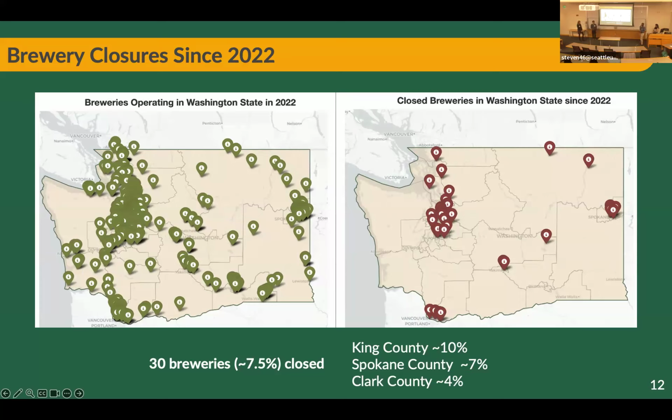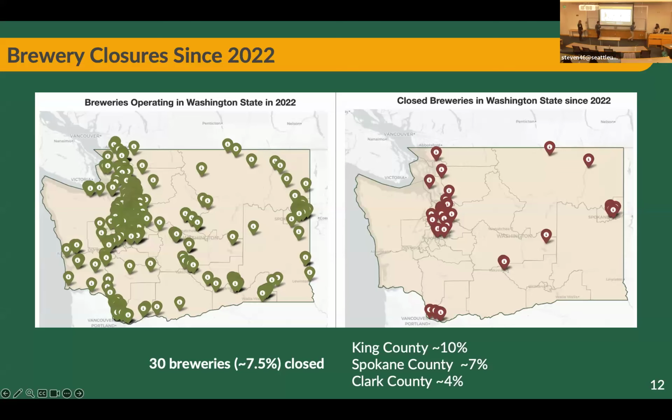However, this closure was not uniform. There were differences, and we see that King County is the leader here with about 10%, followed by Spokane County at 7%, and some counties like Clark County have a below-average closure rate at 4%, which somehow relates back to the count by legislative district in terms of the number per legislative district corresponding to these closures. But now we wanted to understand more what is causing these closures. So I'm going to invite Ying Ting, who is going to talk about our brewery closure model.